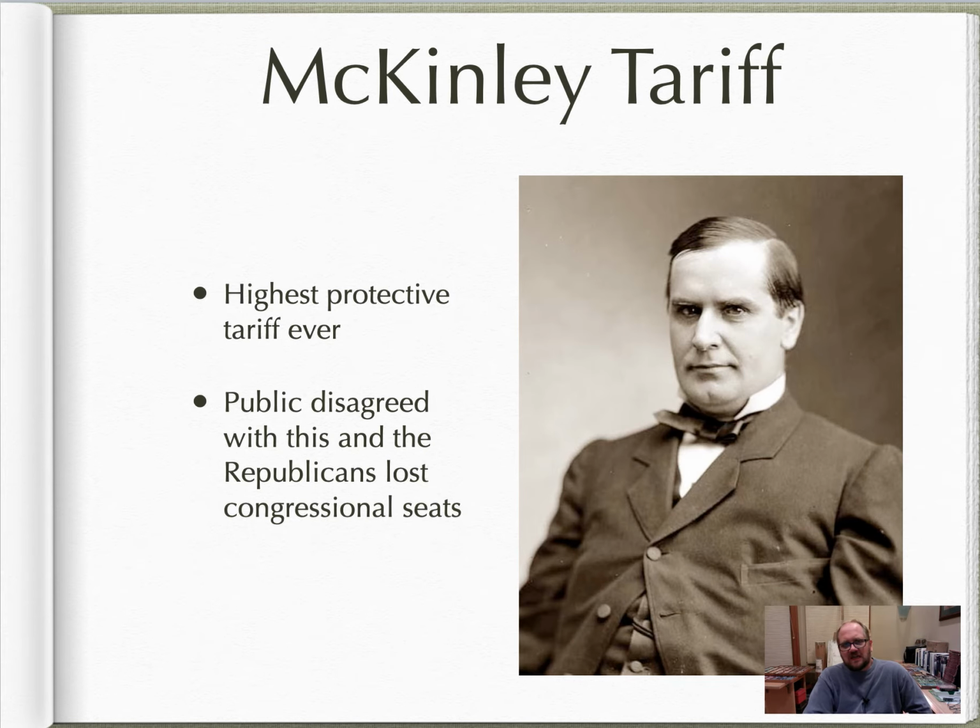Also, you're going to see an extremely high tariff put in place by the Republicans who control Congress. Congressman McKinley is going to be very much for a high tariff, and because of this and because of the panic that's going to ensue, we're going to see many Republicans lose some congressional seats within the early 1890s.